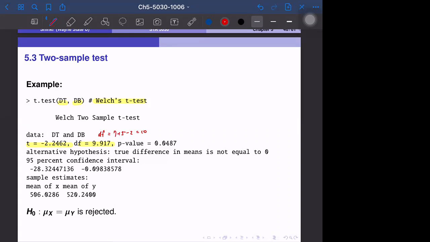The p-value is slightly different, and actually it is below 0.05. So it's really hard to say whether we should reject or not. Anyway, 0.05 is also a somewhat subjective threshold. So in this case, we reject the null hypothesis that mu x is equal to mu y.